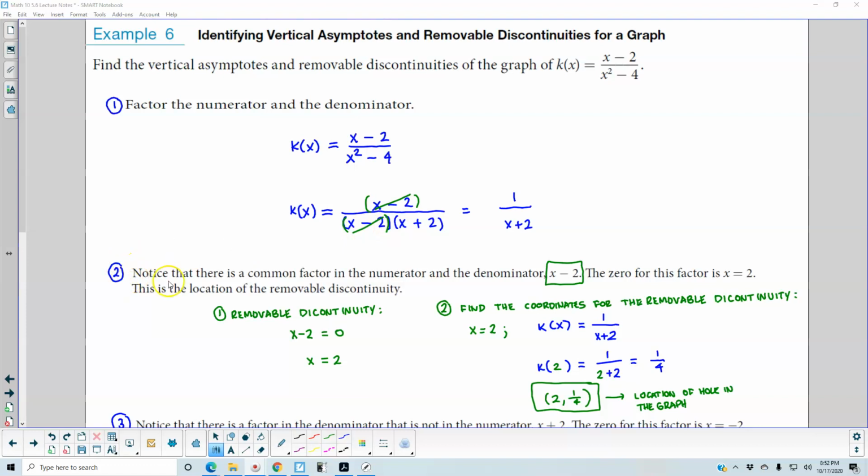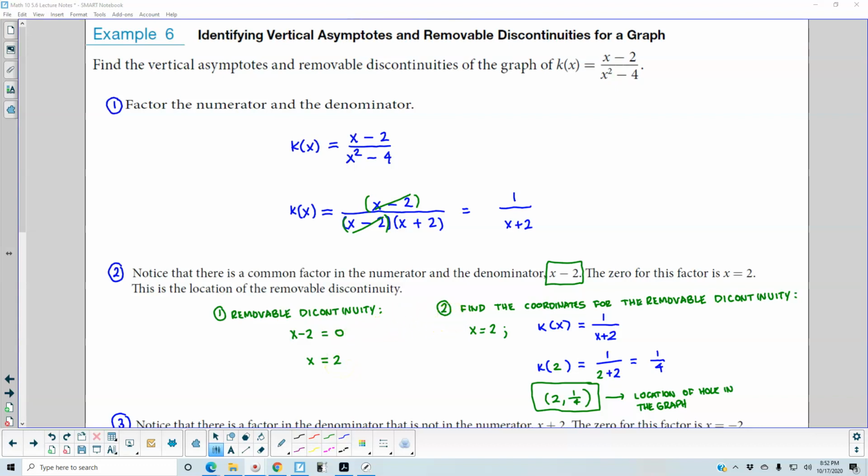So in step 2, notice that because there is a common factor in the numerator and denominator, x minus 2, then the 0 for this factor is x equals 2. And this is going to be the location of the removable discontinuity. So again, number 1, the removable discontinuity is x minus 2. To find the 0, we set it equal to 0, and we get x is equal to 2.